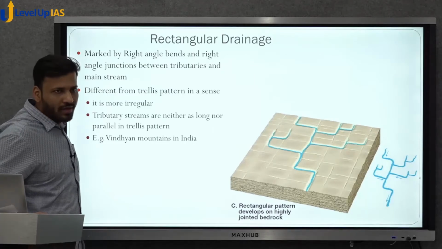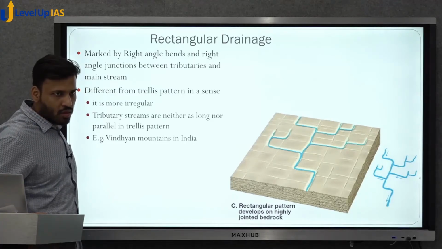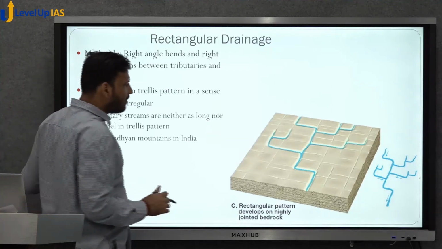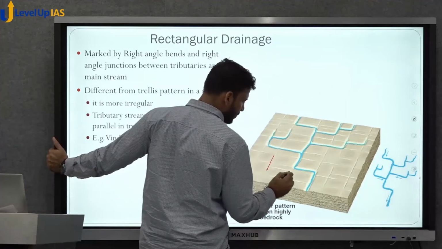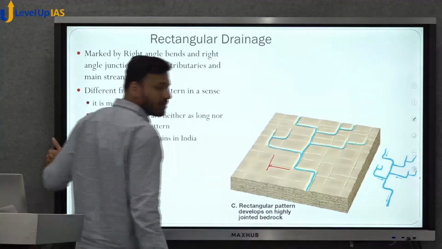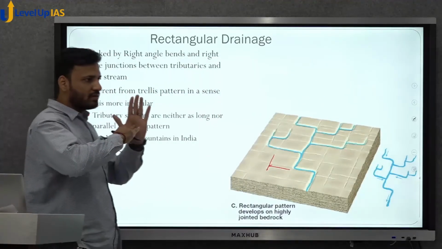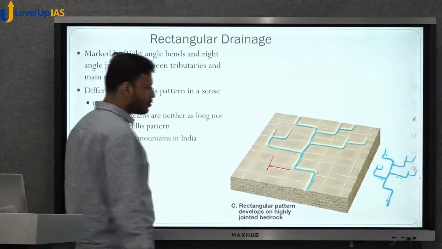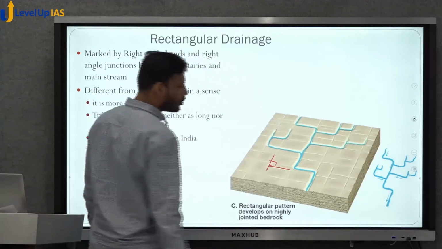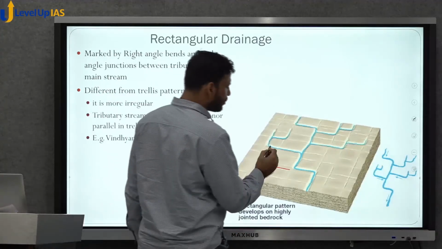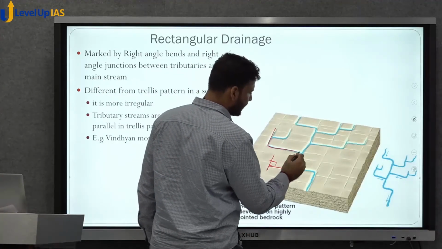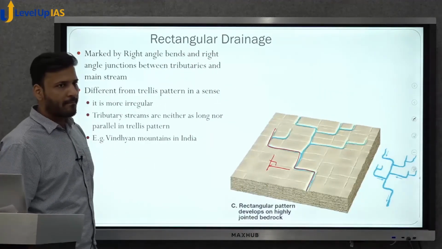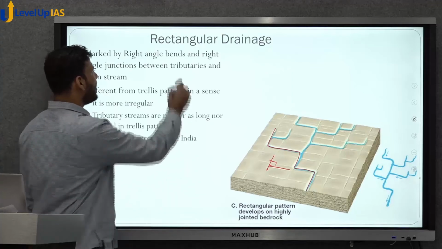Third is a rectangular type of drainage pattern. In the rectangular type of drainage pattern, the rock below has joints. You know, wherever there are joints, there is a 90 degrees angle between them. So that's why here you have a rock joint and the river flows according to this joint. So they are flowing like this, taking 90 degrees turns. So that is why this is called a rectangular drainage.